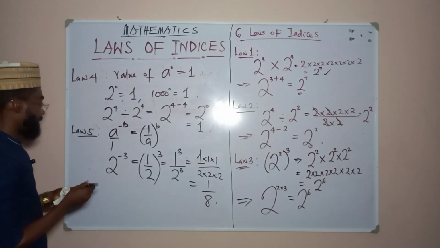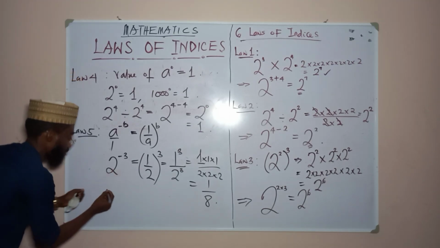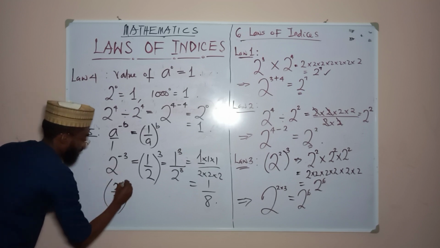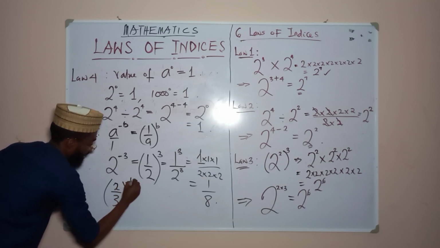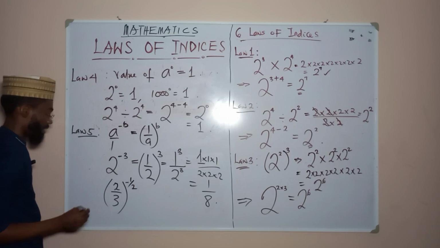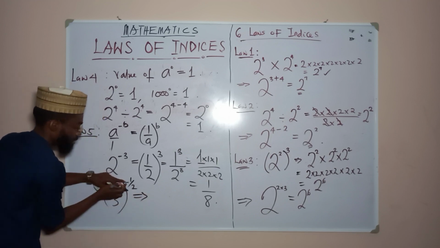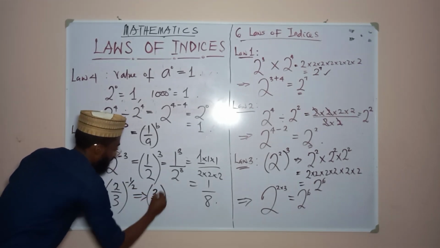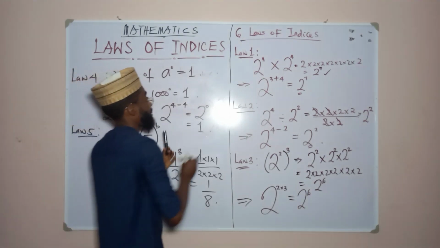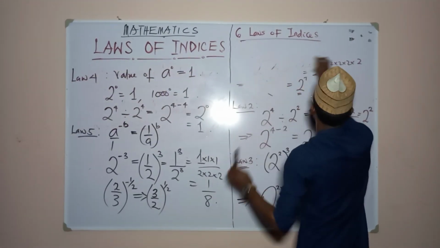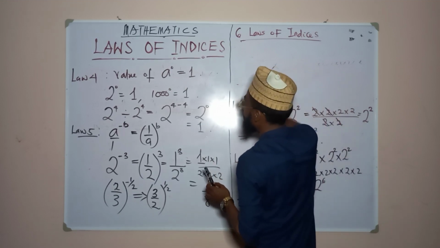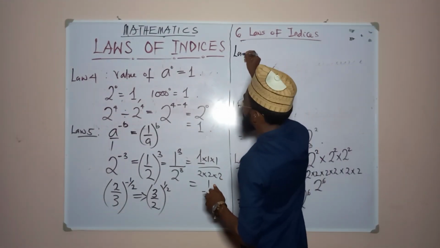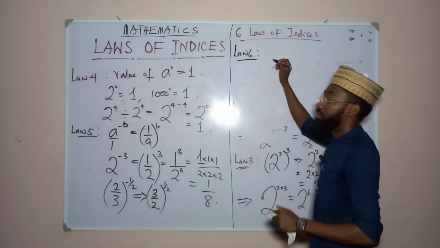Now let's get into the 6th law, which is the final law. Let's also assume I have, for instance, here now, 2 over 3 raised to the power of minus 1 over 2, for instance. What this is going to give me is, remove this negative power by inverting this. So we're going to have 3 over 2, all in bracket, 1 over 2. Now the 6th law, which is the final law we're going to consider today, is the law for the fractional index.